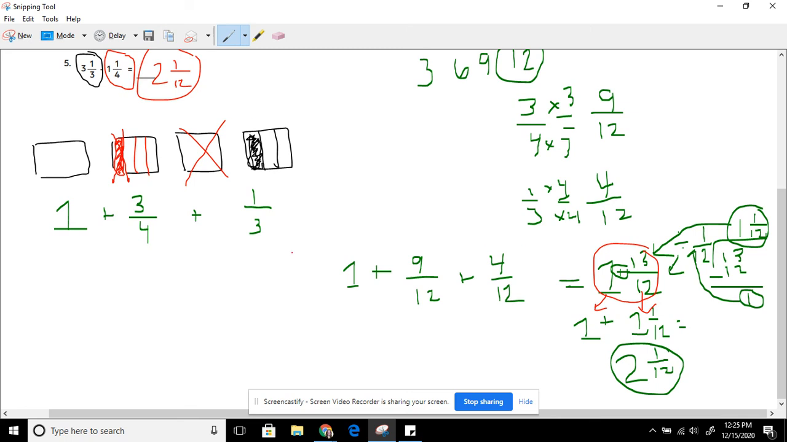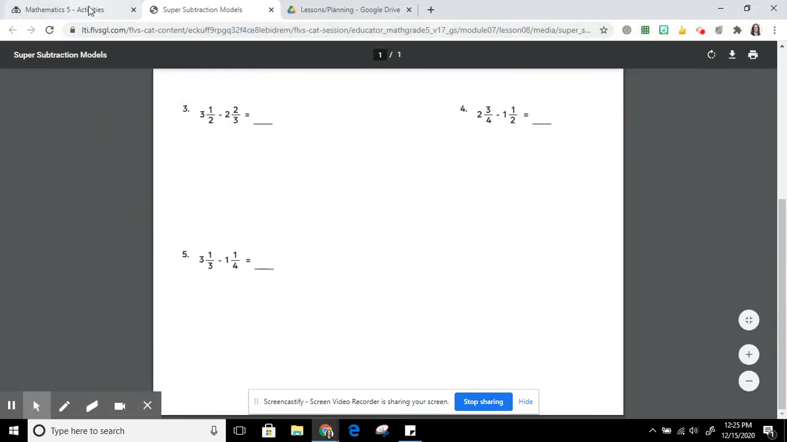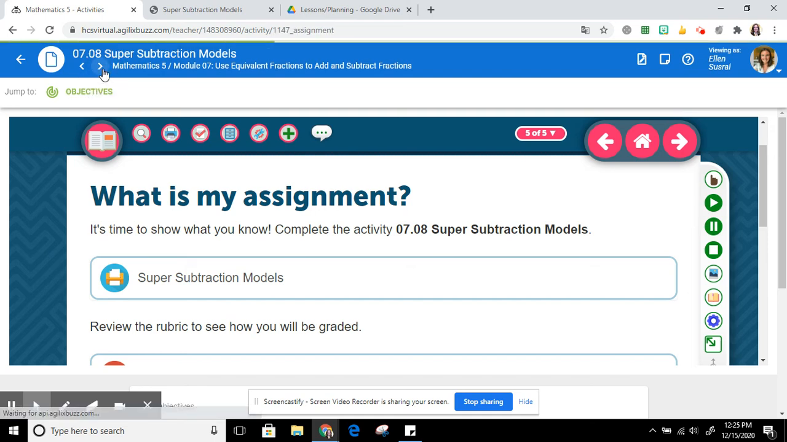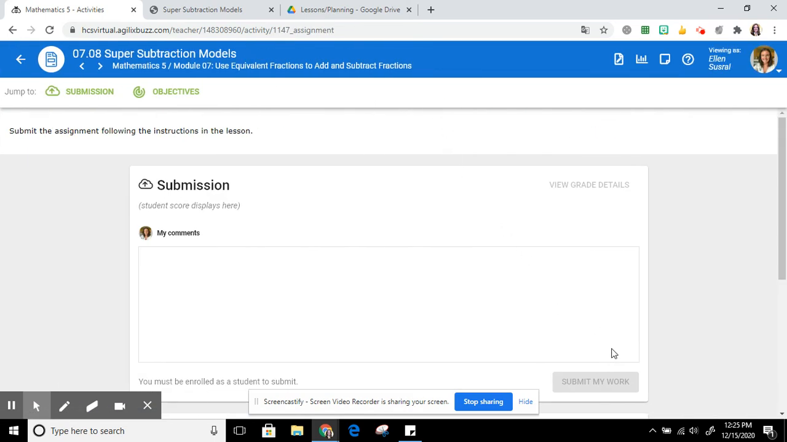Okay, make sure you show your work for 1 and 5 by copying what we did here. And then you are responsible for 2, 3, and 4. You need to use the fraction models when you're solving. Once you're done, you're going to go to your arrow here and turn in your work by clicking on that blue plus and attaching your work.